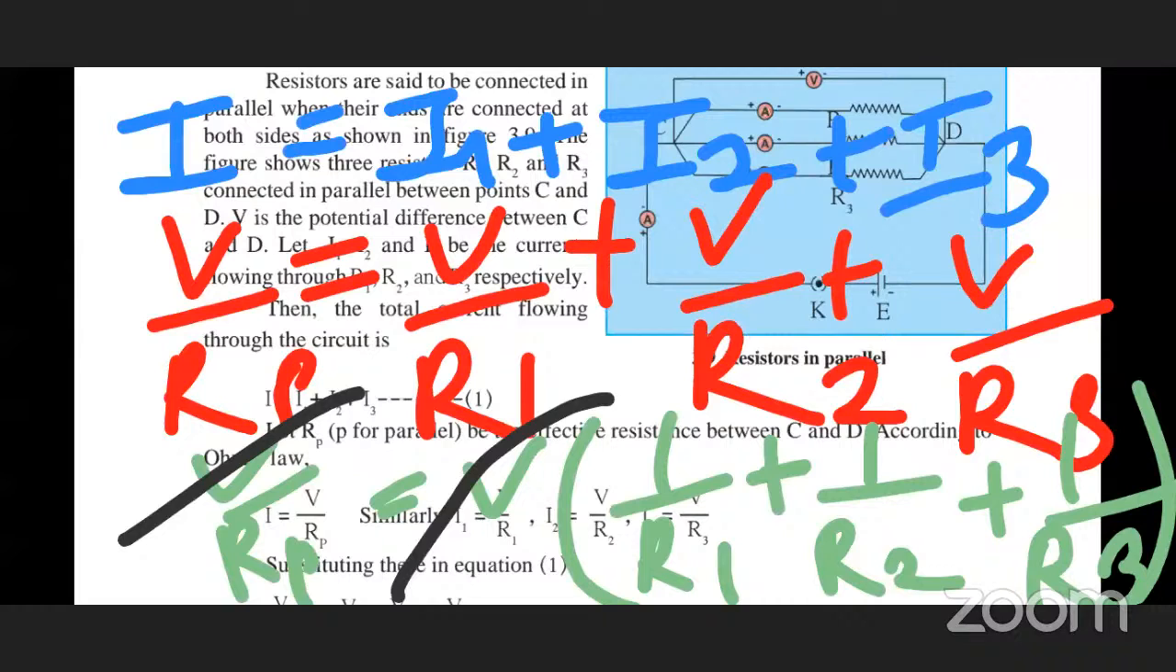ऊपर वाला V cancel हो गया, means nothing is there. Nothing is there, so you cannot write 0 according to the rule of mathematical calculation. You have to write 1, right? So it is 1/RP. 1/RP is equals to 1/R1 plus 1/R2 plus 1/R3. In this way, you are going to get this formula. Okay, any doubt is there here?